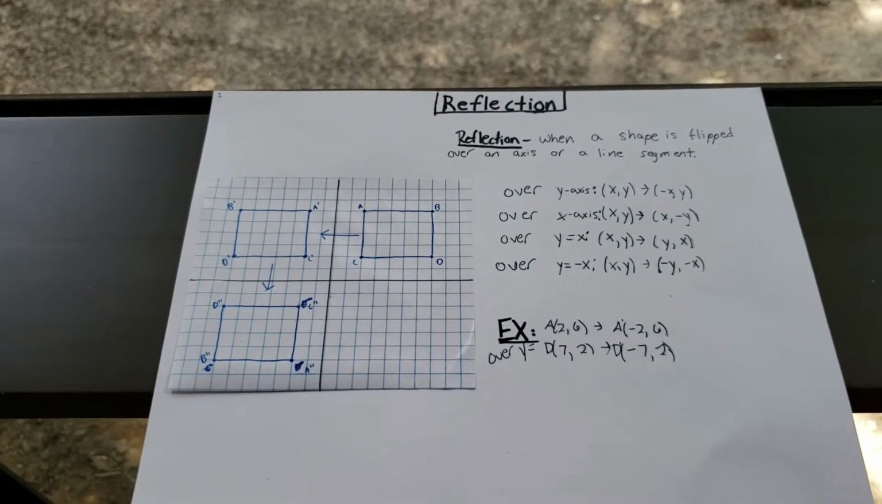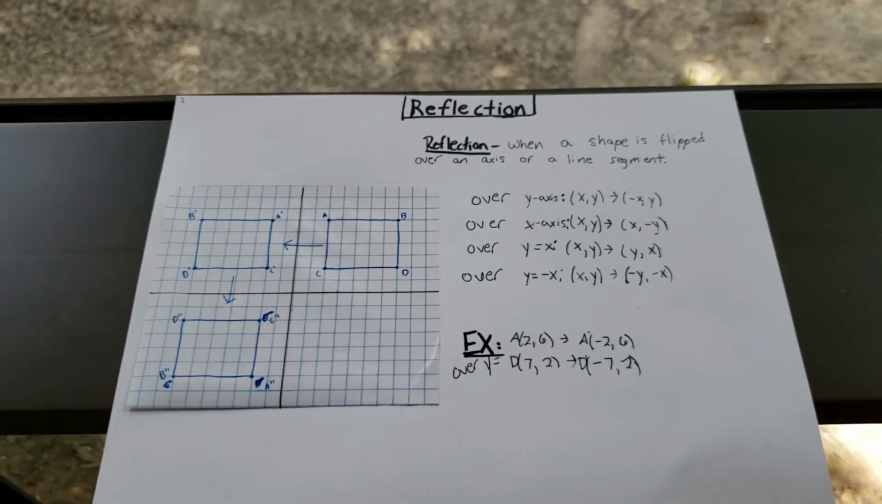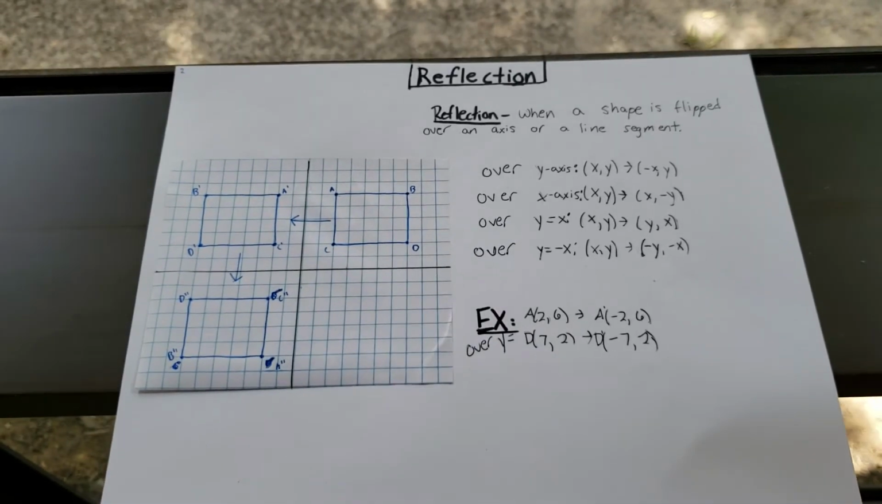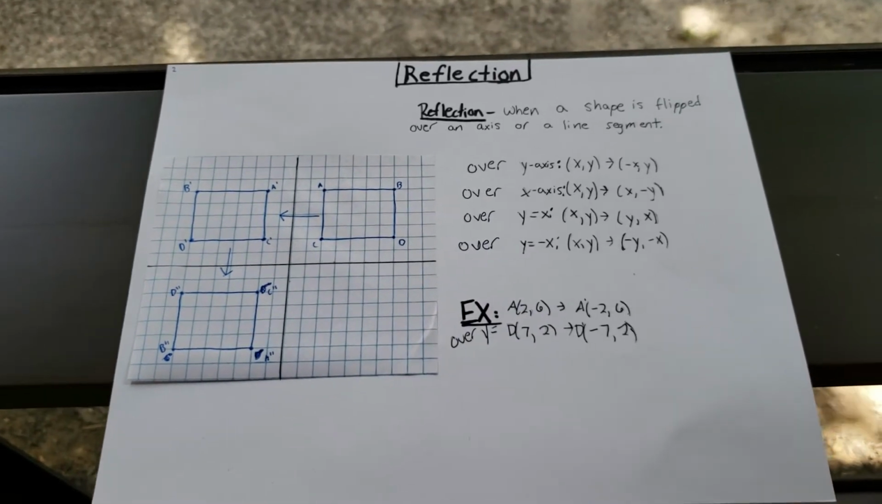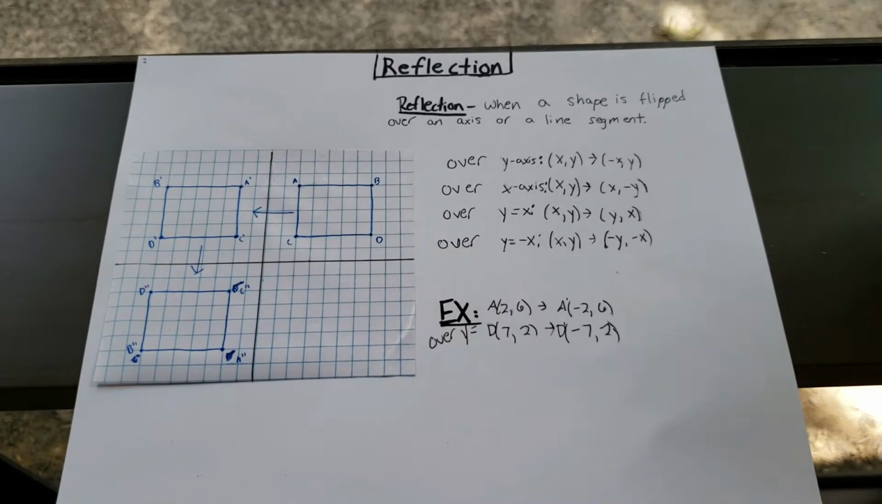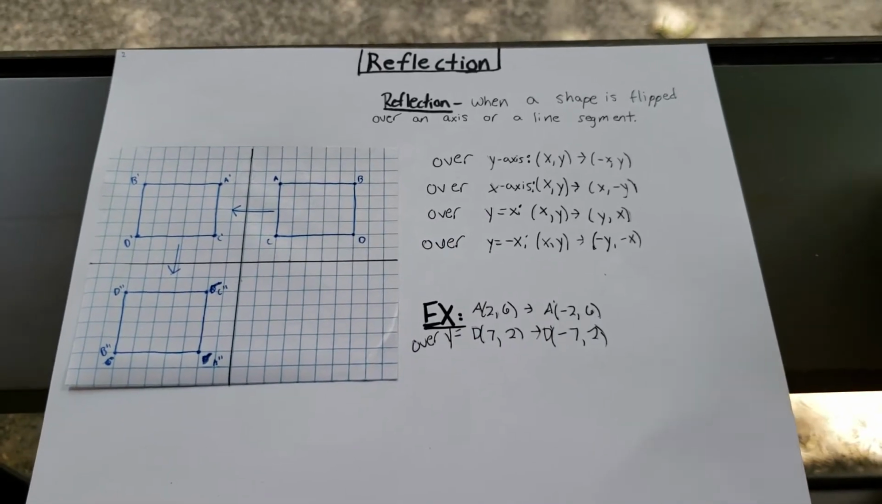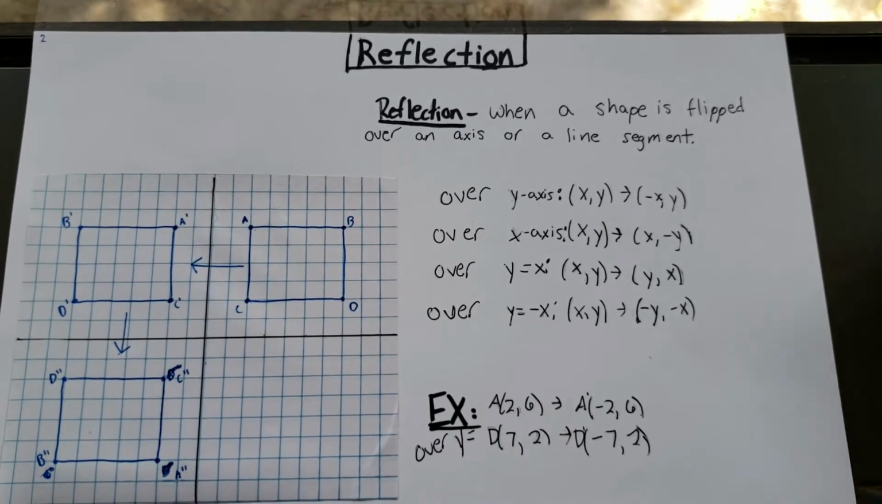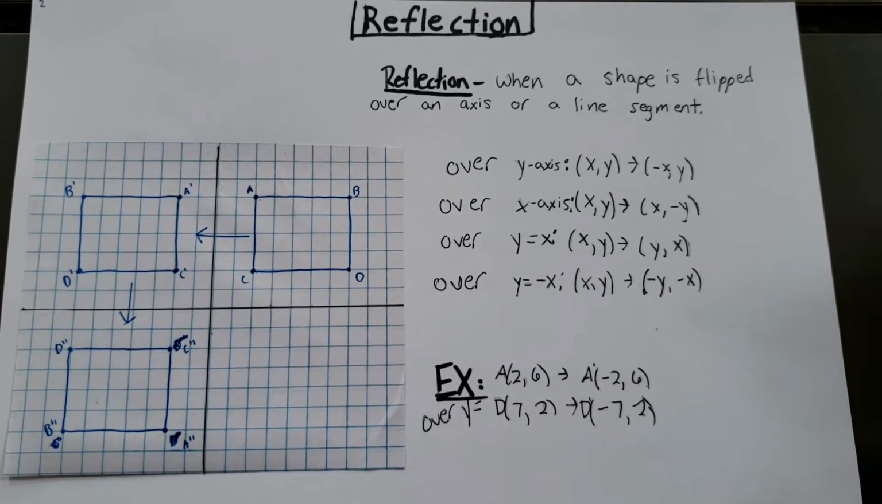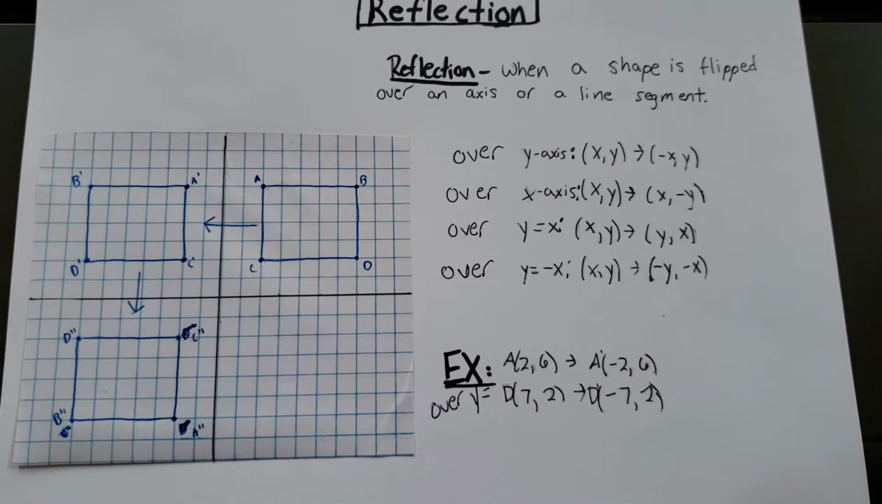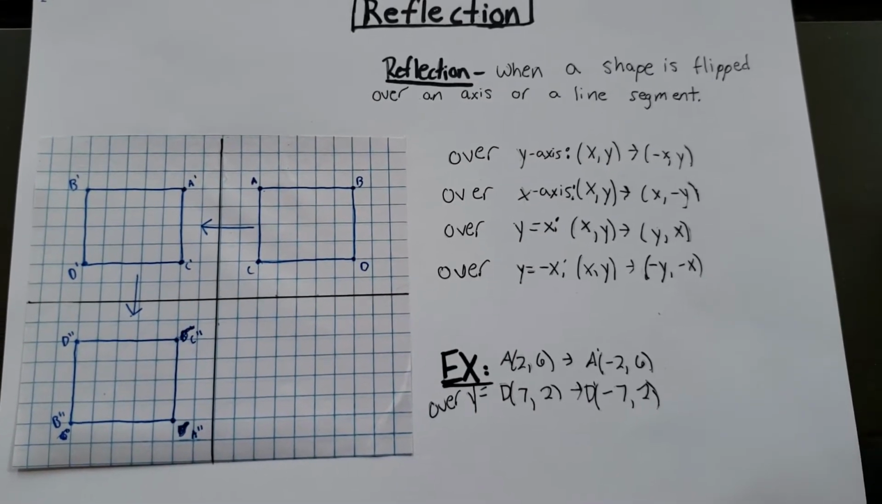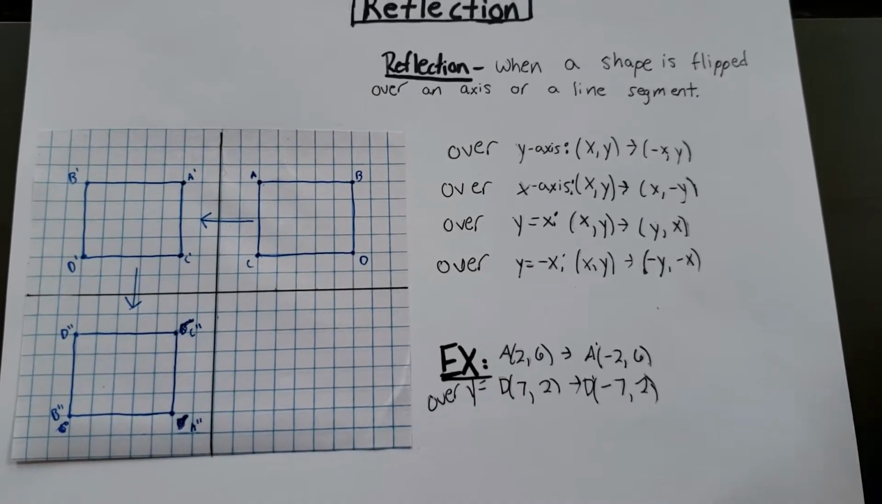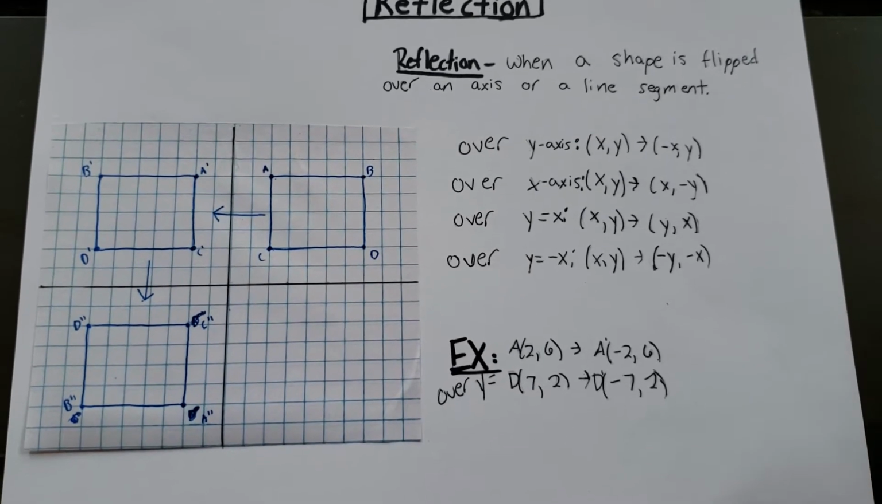Now let's take a look at reflections. Reflections occur whenever a shape is flipped over an axis or a line. For over the y-axis, the coordinate point (x, y) will be (-x, y). For over the x-axis, it will be (x, y) to (x, -y). For the line y equals x, it will be (x, y) to (y, x). And finally, for y equals -x, it will be (x, y) to (-y, -x).